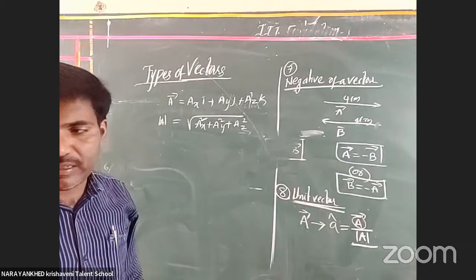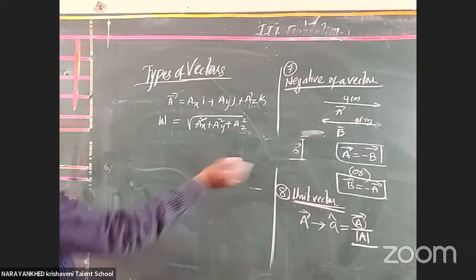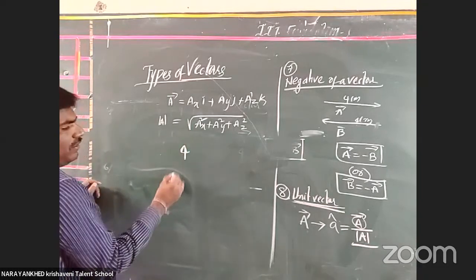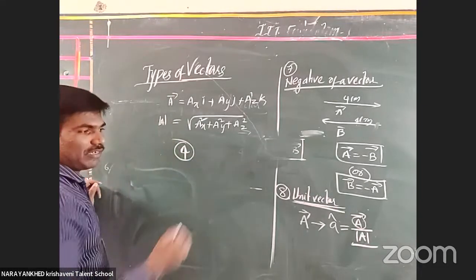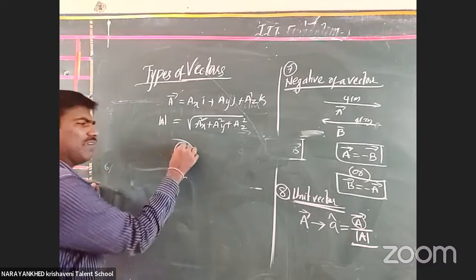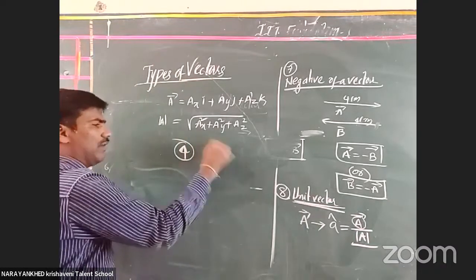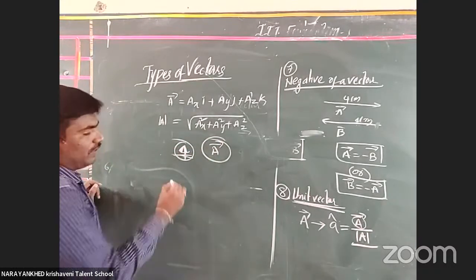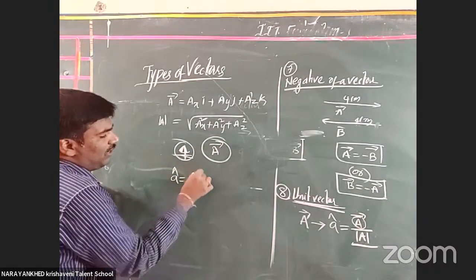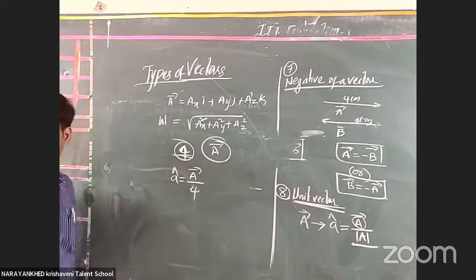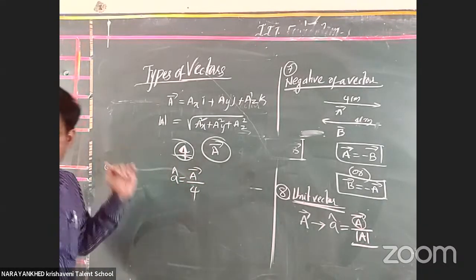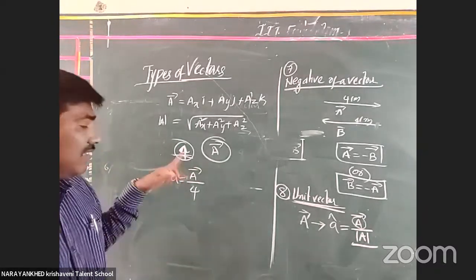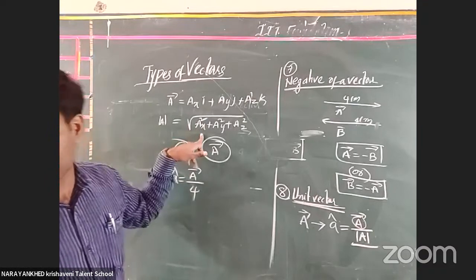Suppose the magnitude of a vector is given as 4. Whatever the vector may be, A bar, and its magnitude is given as 4, then the unit vector is A bar by 4 simply. Understood, all of you? Divide by the magnitude, whatever number is given. In case the magnitude is not given, you use this formula.